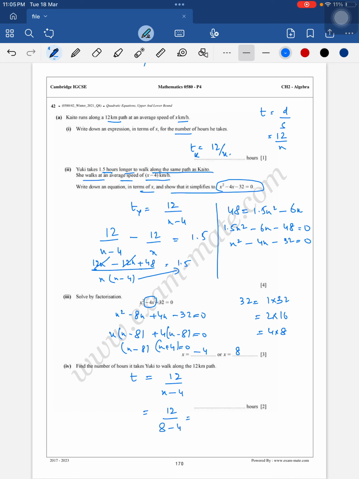So I will be putting value 8 minus 4. So 12 upon 8 minus 4 is 4. 4 1 is 4, 4 3 is 12. So Yuki is taking 3 hours. Clear?